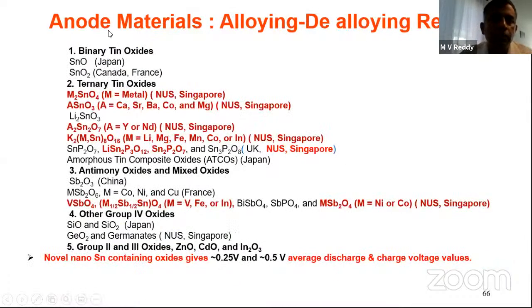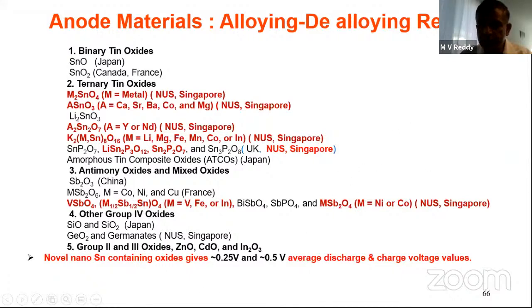So these are the various types of anode materials we have looked at in the laboratory. Early on, Japanese researchers worked on tin oxide, followed by various combinations. In terms of electrochemistry, irrespective of the metal oxide, we are able to get nearly 0.25 volts for reduction and 0.5 volts for oxidation. So the summary is that the matrix element plays an important role.